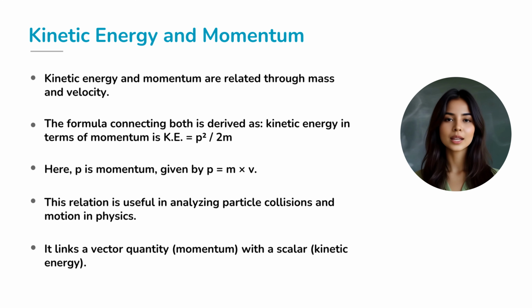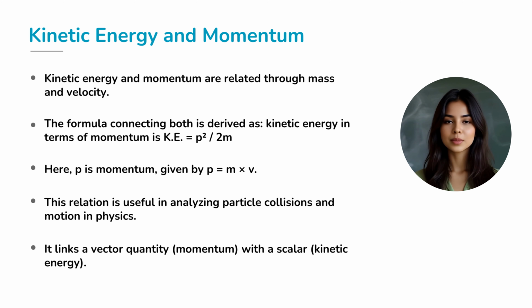Now let's understand how kinetic energy and momentum are related. Both of these quantities depend on mass and velocity, but they represent different physical ideas. Kinetic energy measures the energy of motion, while momentum tells us how difficult it is to stop a moving object. There's a powerful formula that connects both. Kinetic energy can be expressed in terms of momentum using the equation kinetic energy equals momentum squared divided by 2 times mass. That is, Ke equals p squared divided by 2m.